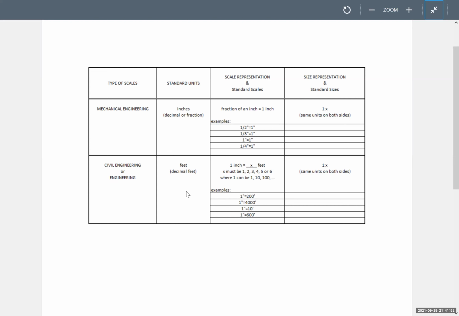Okay. So, if we take a CE scale, let's go to the next person. So Berto, a CE size. If we have a CE scale of 1 inch is equal to 200 feet, what would the size be? It would be 1 to 200 times 12, right? And so that's 1:2400. Yeah. Okay, great.